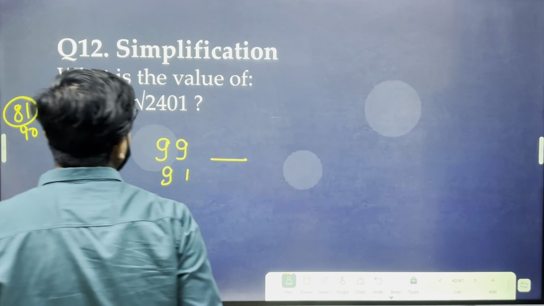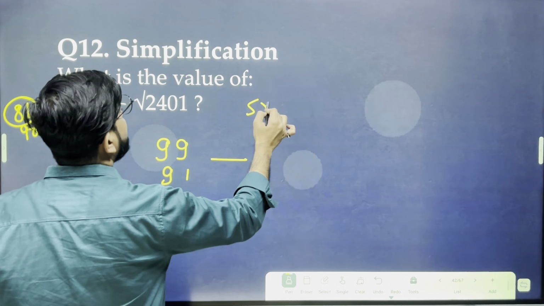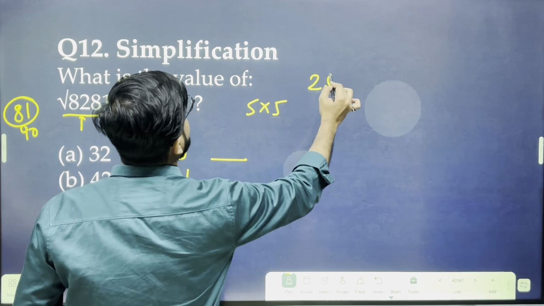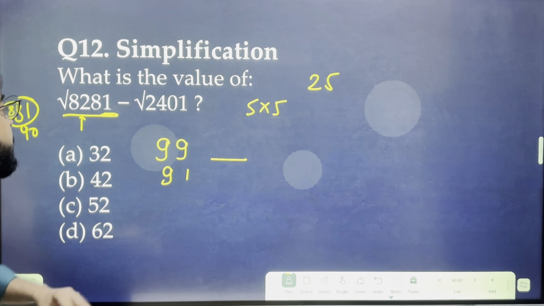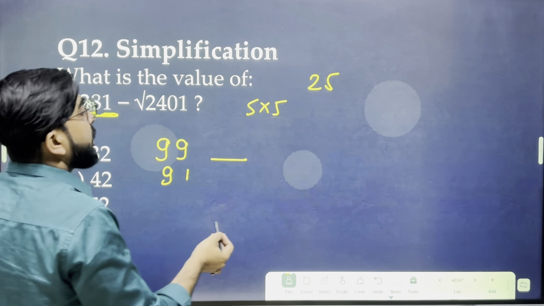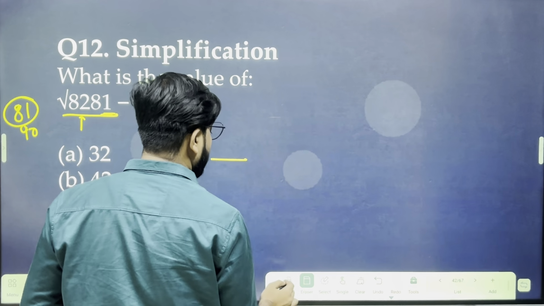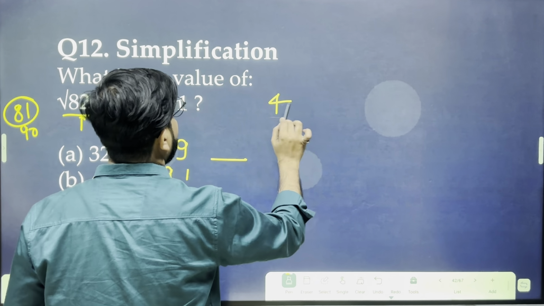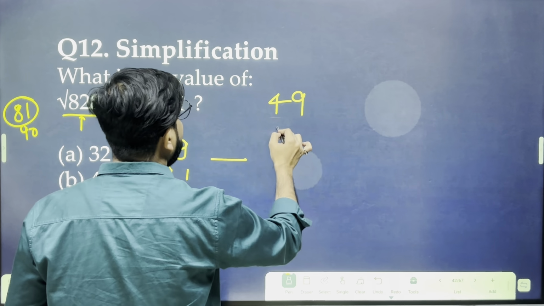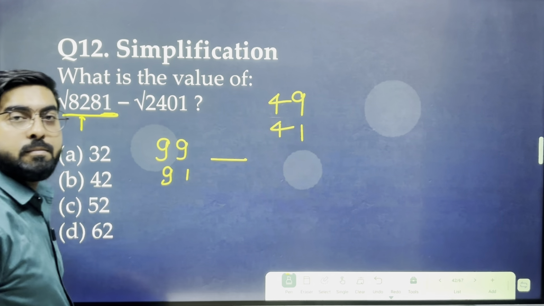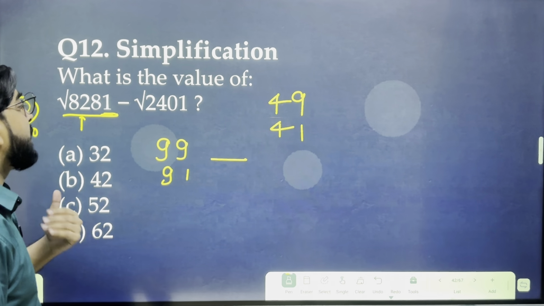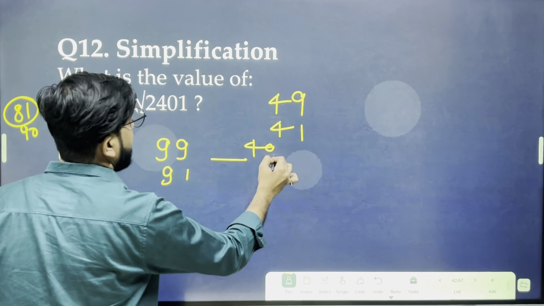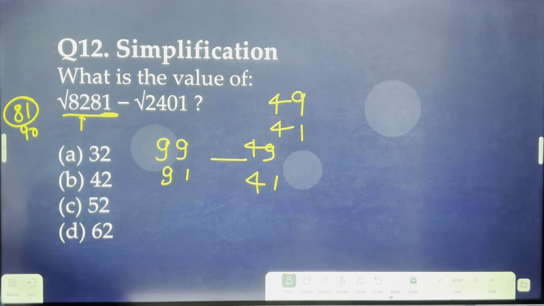Tell me. Sir, when we multiply 5 into 5, that becomes 25. So it means this is not from 25. Okay, sir. Then this number belongs to the ratio 4, either 49 or 41. Now you can think of this, either 49 or 41. Okay, sir.